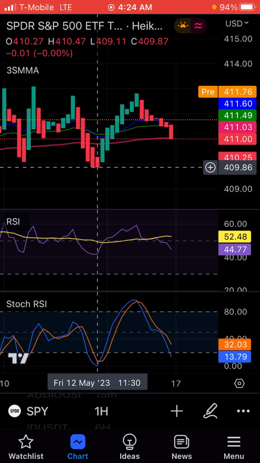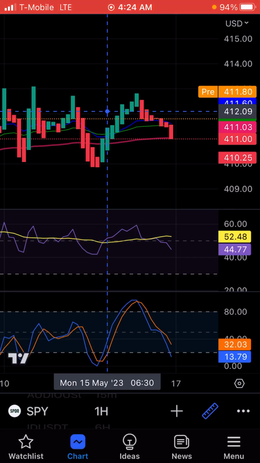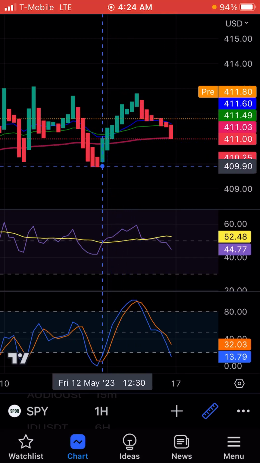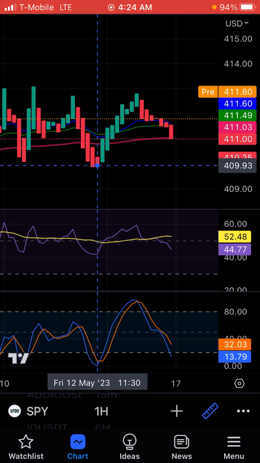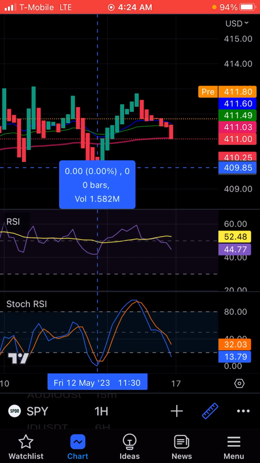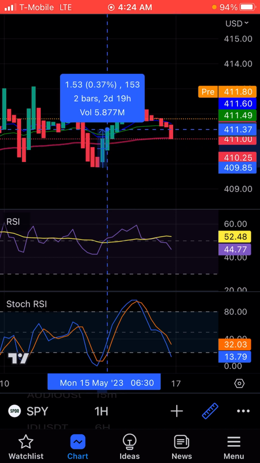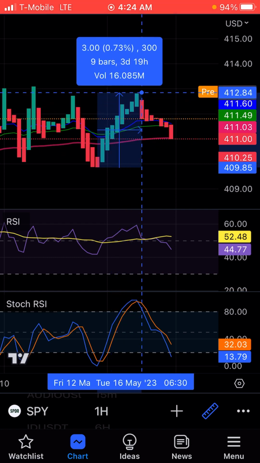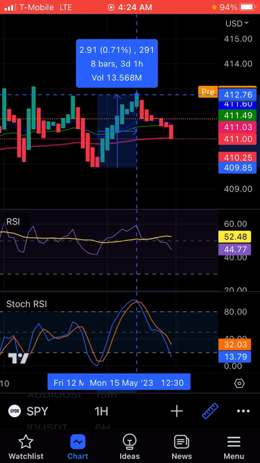And what you want to do in this scenario, and it's real easy to follow this, is the stochastic RSI is your entry point, your regular RSI is your exit point. So you basically would get in here, and you would write it out, and then you would look at your regular RSI, and you get out when the purple line touches the yellow line. So that is your exit point. You enter with your stochastic RSI, you exit with your regular RSI.